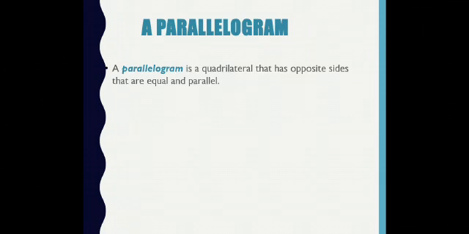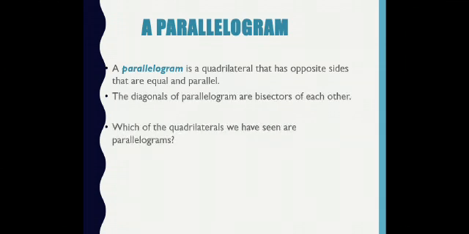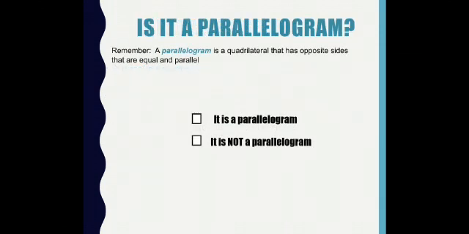Now, the last type of quadrilateral that we are going to study is a parallelogram. A parallelogram is a type of quadrilateral which has opposite sides that are equal and parallel. And the diagonals of a parallelogram bisect each other. We have checked in a rhombus that both pairs of opposite sides are equal and parallel. So, can we say that a rhombus is a parallelogram? Now, let us check one by one which of the given examples of quadrilaterals are parallelograms or not.